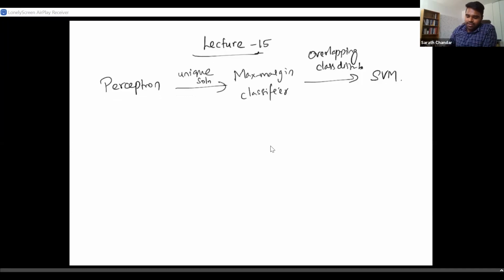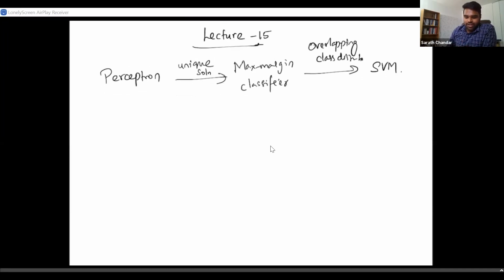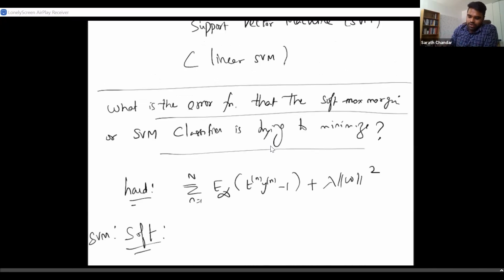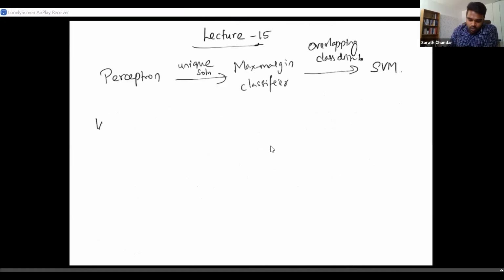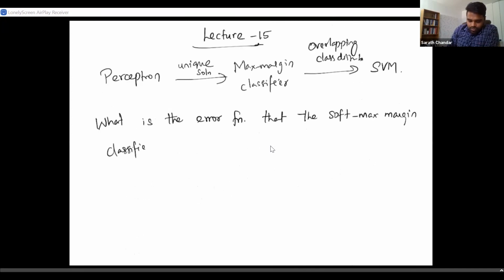So by the end of the lecture, I wanted to answer the question, if I go back to the previous lecture, what is the error function that the soft max margin classifier, or the SVM classifier, is trying to minimize, right?